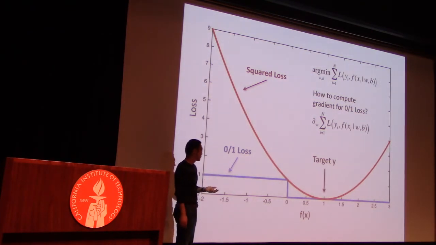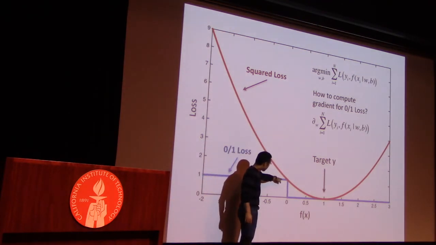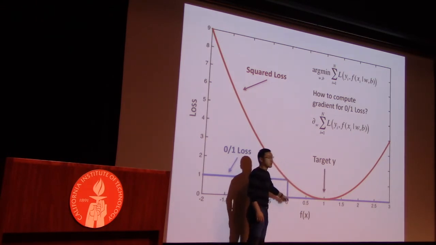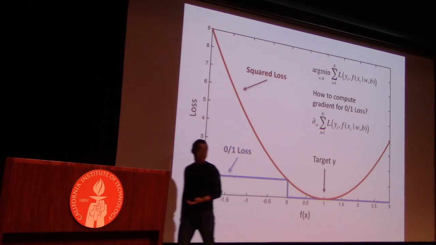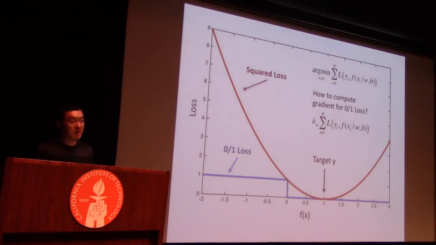So if you're right here, you don't know that if you go a little bit in this direction, you'll suddenly achieve 0 loss. And if you're right here, you don't know that if you go a little bit in this direction, you'll suddenly make a mistake on this example. So it's a very hard function to optimize using methods like stochastic gradient descent.